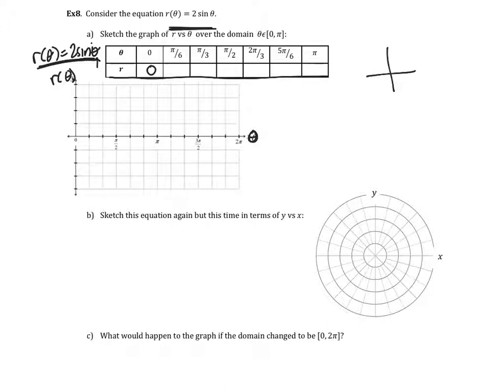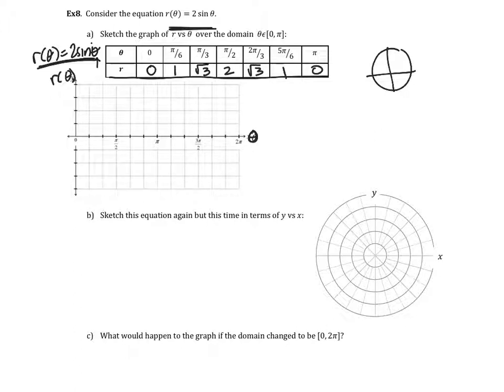So you can do your unit circle if you want to. So 2 times 1/2 is just going to give us 1, and then we're going to get 2 times root 3 over 2, which is going to give us root 3. Then 2 times 1 is 2. Then it's still positive, so we're going to get root 3 again. 2 times 1/2 is 1, and then 2 times 0 is 0, because those are the y coordinates of all of those.